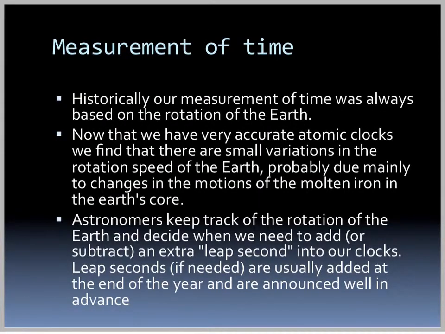Now, historically, our measurement of time was always based on the rotation of the Earth. Now that we have very accurate atomic clocks, we find there are small variations in the rotation speed of the Earth, probably due mainly to changes in the motions of the molten iron core inside the Earth. Astronomers keep track of the rotation of the Earth and decide when we need to add or subtract an extra leap second onto our clocks. Leap seconds, if they're needed, are usually added at the end of the year and announced well in advance. Most of you would never know because computer software automatically updates your clocks.